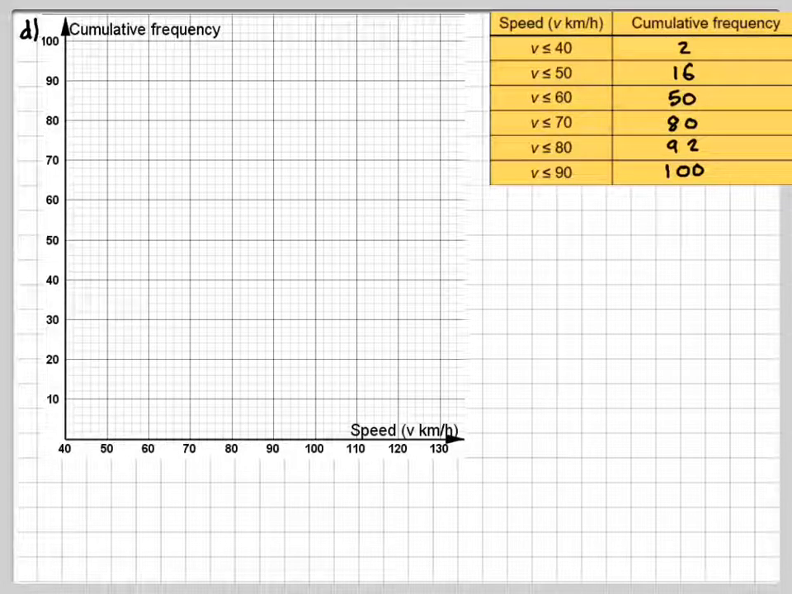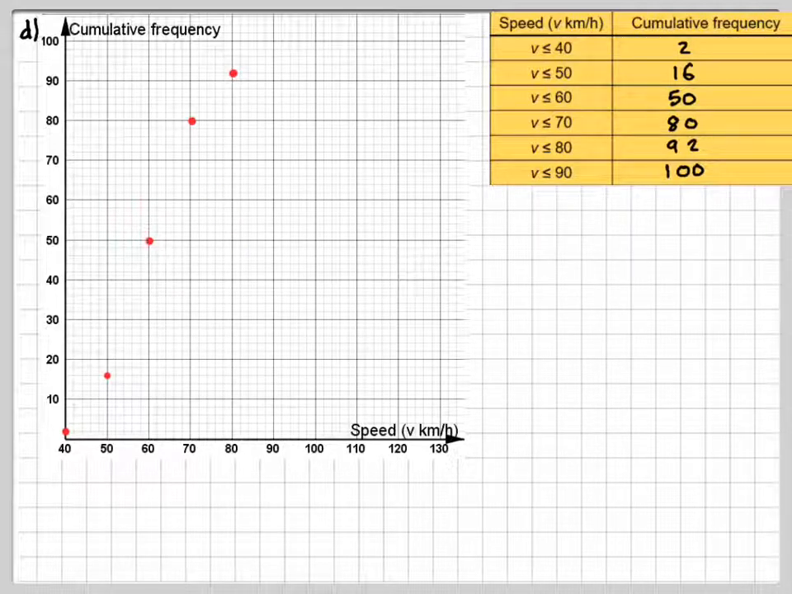Right, to draw the cumulative frequency graph, normally the grid is actually given to you. So basically what we need to do is plot the points from 40 and 2, just plotting all the points nicely on the graph, taking note of the scale of the graph. 50, 16 is there. 60, 50 will be up there. 70, 80 will be up here.